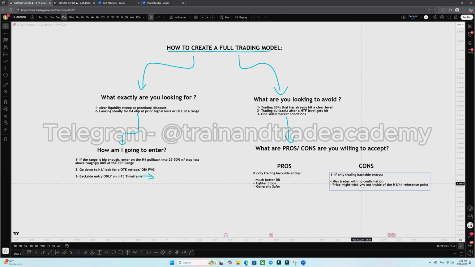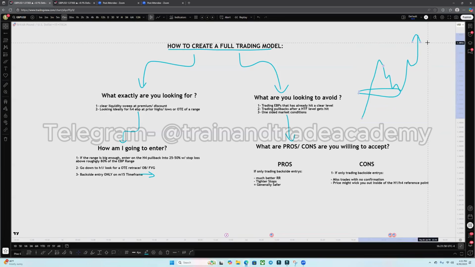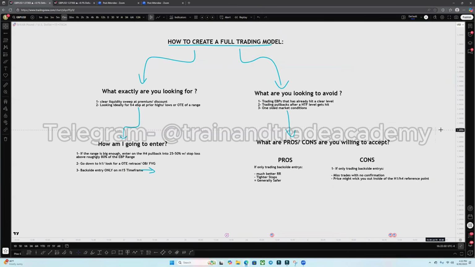Now, the cons is sometimes you miss trades because there's going to be no confirmation, right? And on the front, for example, if you're waiting for a pullback, sometimes the market might do something like this and then just, boom, right? That's the con. So you have to be willing to accept what you're going to do in terms of the pros and cons. When you clearly define this, all it does is set expectations.